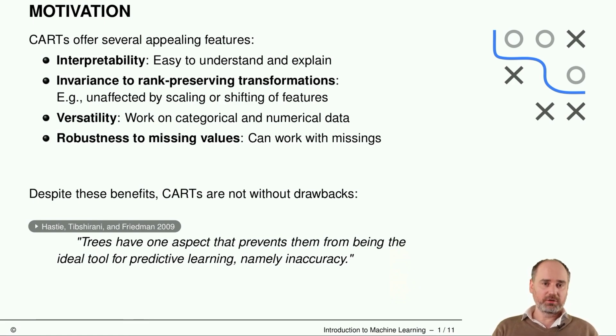Trees can work with categorical features as they can with numerical features, and they even can work with data where there are missing values present in the features by using so-called surrogate splits. Now, here's a quote from Hastie, Tibshirani, and Friedman, which says trees have exactly only one aspect that prevents them from being an ideal tool for predictive learning. I'm not sure whether we'll go that far, but they say they could be a bit more accurate. They're not the most powerful predictor.